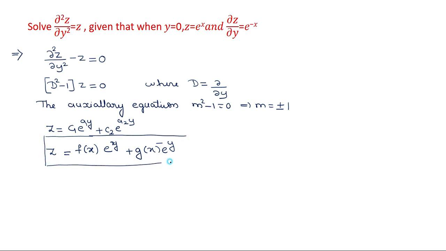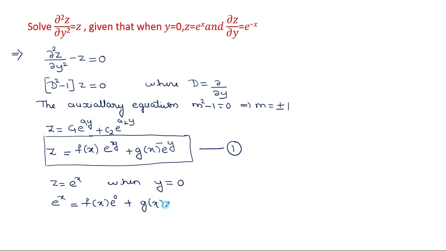To find the particular solution, we have to put the conditions given in the problem. It is given that z = e^x when y = 0. So substituting y = 0 and z = e^x in the solution of equation 1, we get f(x) e^0 + g(x) e^0. So it is f(x) + g(x) = e^x. Take this as equation number 2.